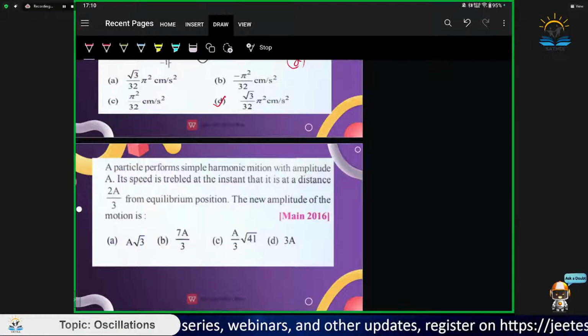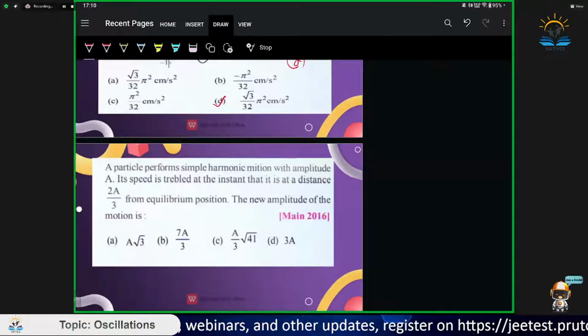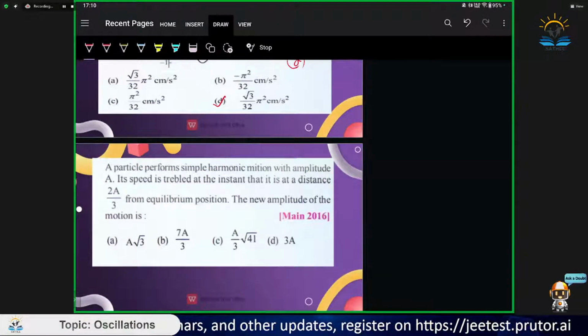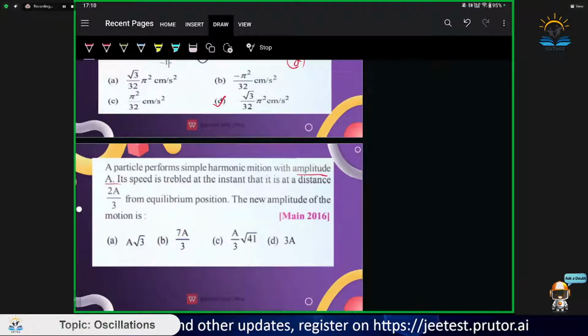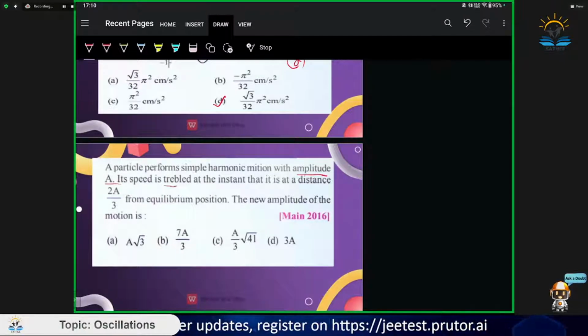A particle performs simple harmonic motion with amplitude A. Its speed is tripled. If the initial speed is v, speed becomes 3v at the instant that it is at a distance 2a by 3 from the equilibrium position.